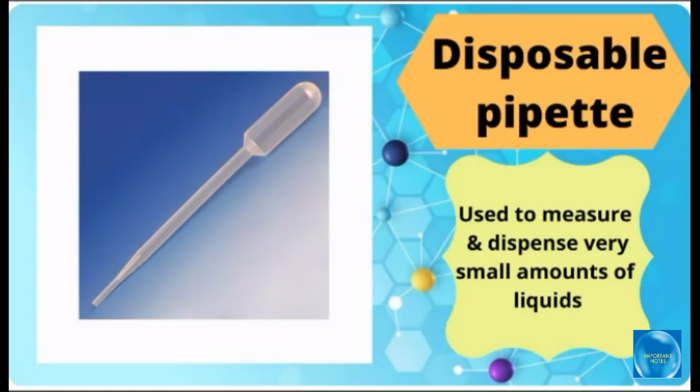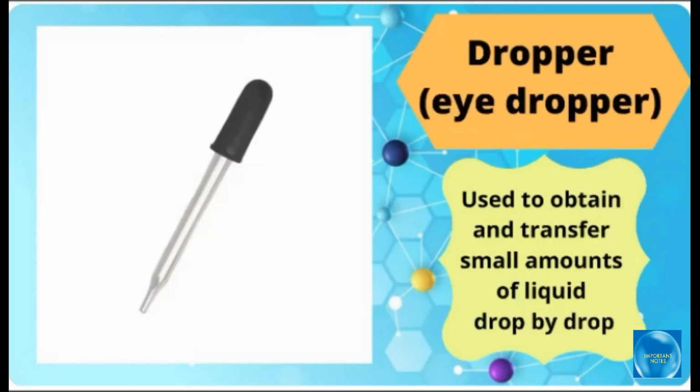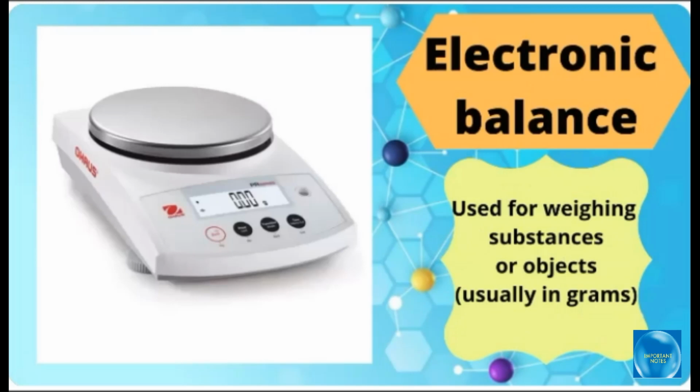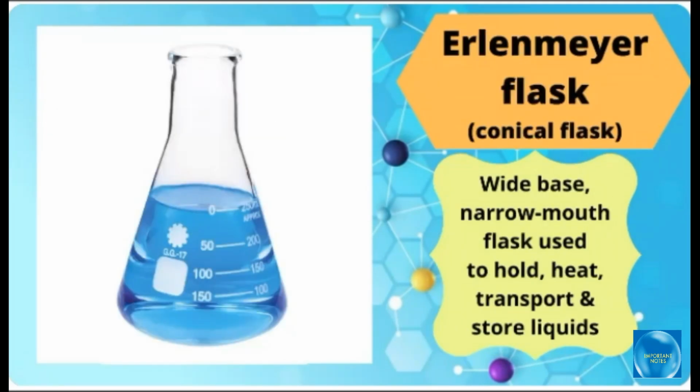Disposable pipette, used to measure and dispense very small amounts of liquids. Dropper, used to obtain and transfer small amounts of liquid drop by drop. Electronic balance, used for weighing substances or objects, usually in grams. Erlenmeyer flask, also known as a conical flask.